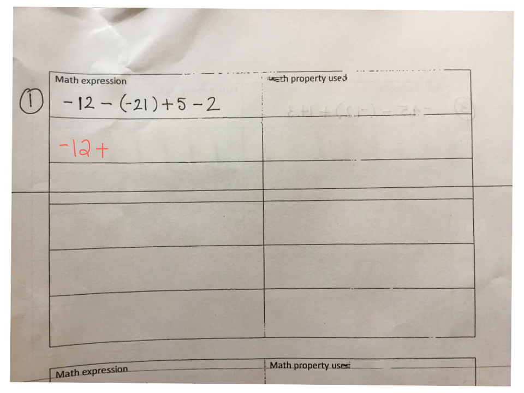Now, whenever we change it to an addition, remember to say to yourself, change to addition, take the opposite. So we change to addition, take the opposite of 21, or negative 21, which is just 21, plus 5. We don't change anything there because it's already addition. And then minus 2. So change to addition, take the opposite. Okay, so that right there, because we changed it to addition, it's the additive inverse. We changed everything to adding, so therefore it's additive inverse.